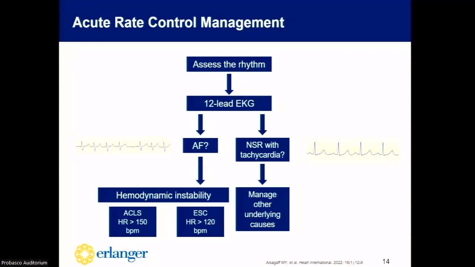If they have atrial fibrillation, then your first step is going to be assessing if they are hemodynamically unstable. So there are two heart rate guidelines that are set forth by ACLS and the European Society of Cardiology for determining if a patient is at risk for hemodynamic instability. ACLS says greater than 150 beats per minute, you're going to be concerned about hemodynamic instability, but the European Society of Cardiology sets that a little bit lower at 120.